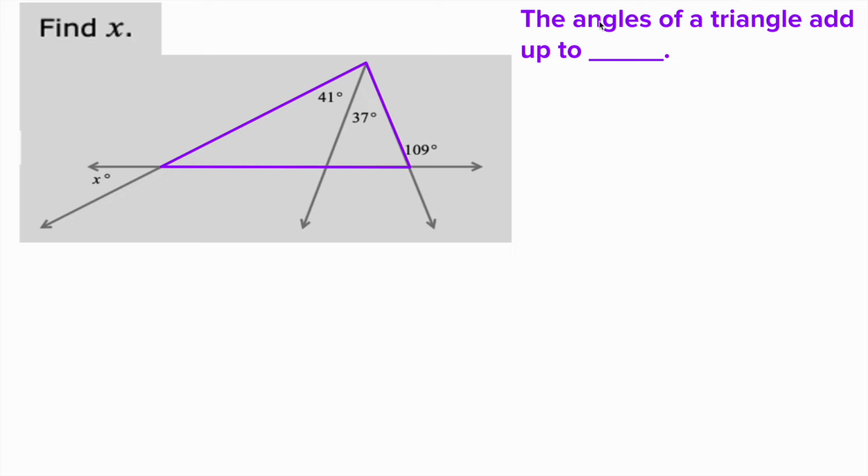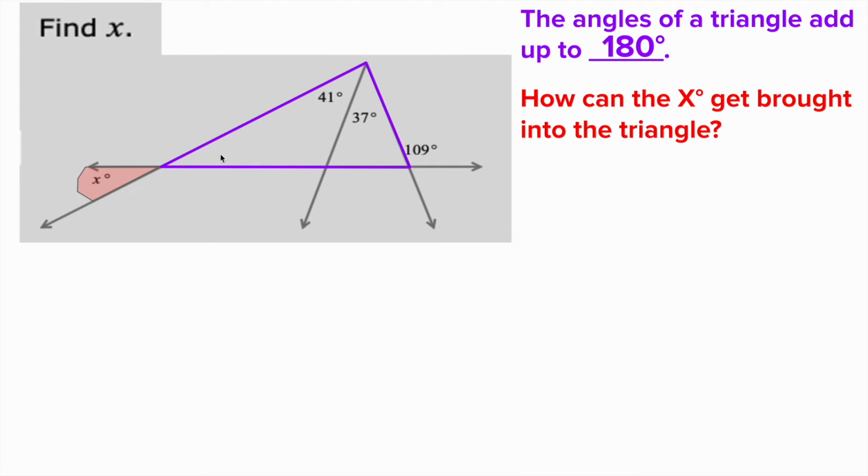So first, the angles of a triangle add up to 180, right? We just reviewed that. So the angle up here, the 41 and 37, plus this unknown one right here on the right and the unknown one here on the left will add up to 180 degrees. So let's try to figure out how to bring this x into the triangle. We can do that by going across the vertex, one of those ones we just reviewed, because vertical angles are congruent. So I can just bring it right into the triangle. So this is x degrees.